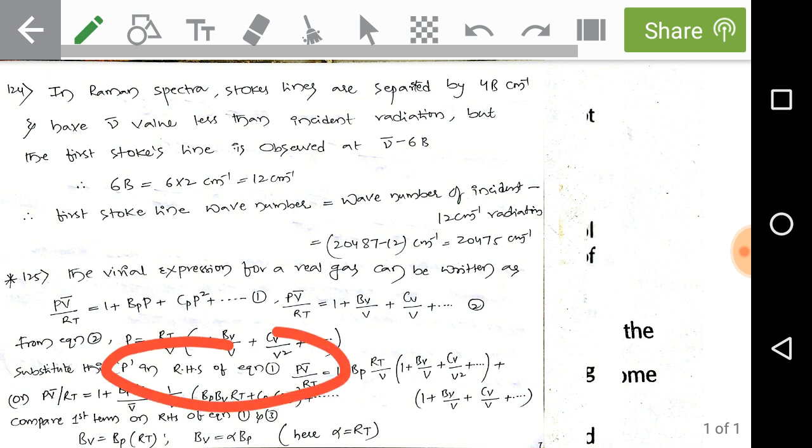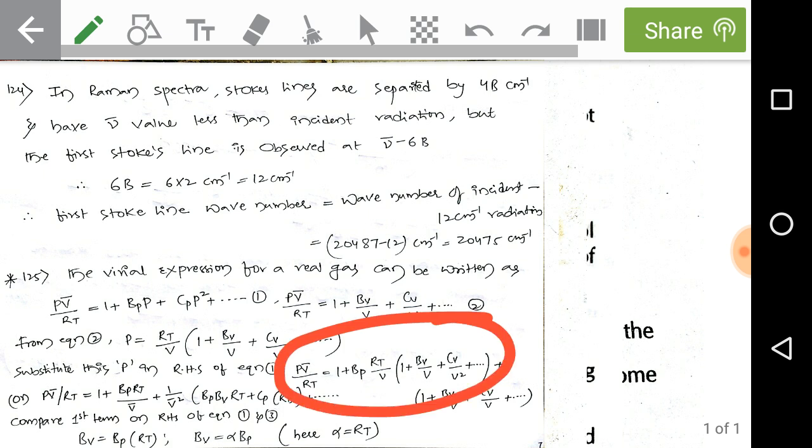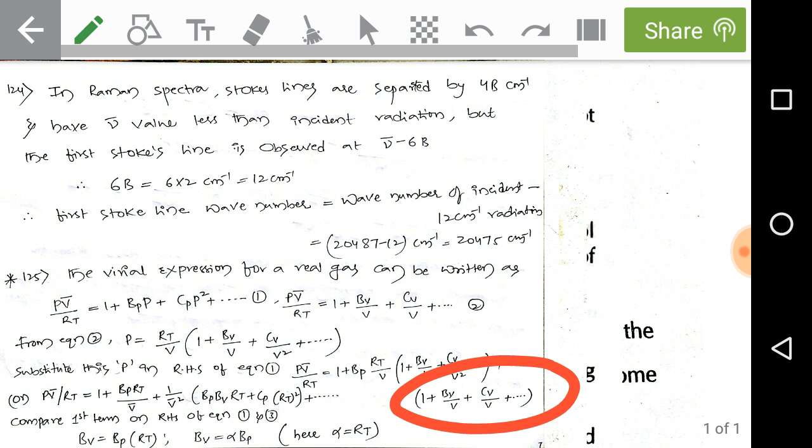Substitute this P in the right hand side of equation 1. We can get PV by RT is equal to 1 plus BP RT by V into 1 plus BV by V plus CV by V square plus, and it goes on, plus 1 plus BV by V plus CV by V plus, and it goes on.